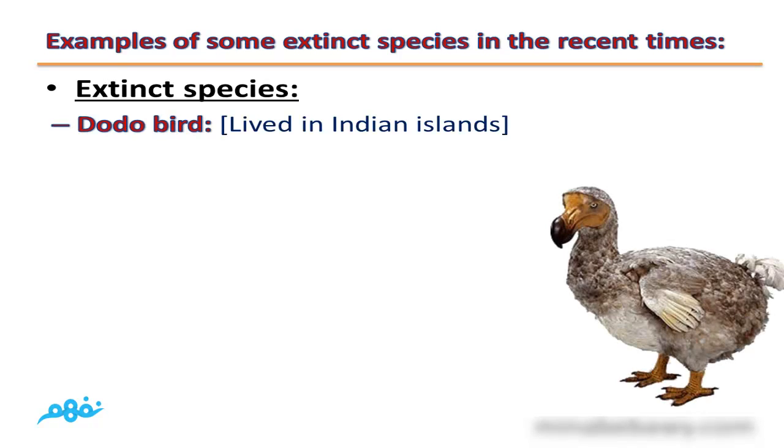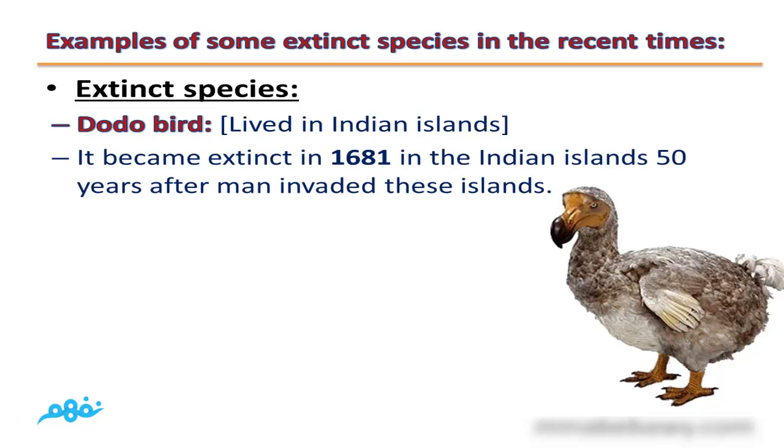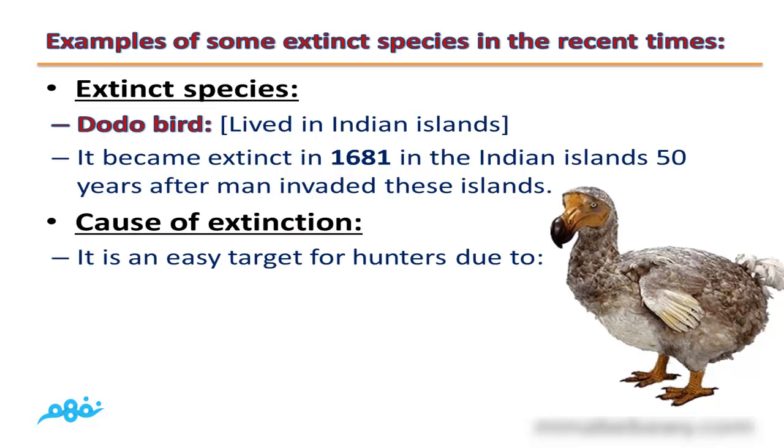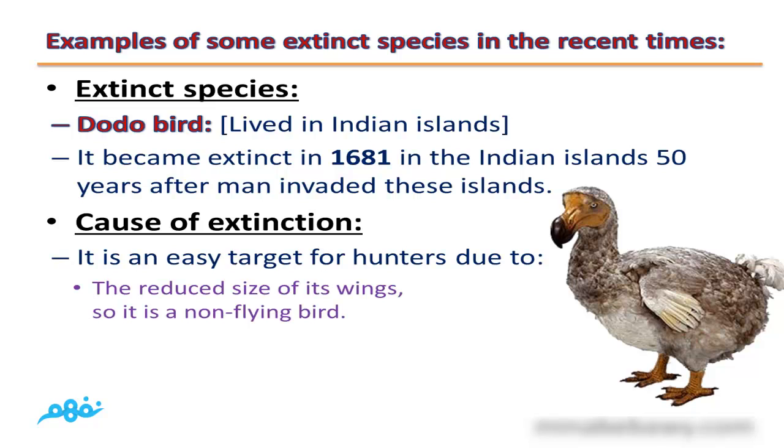Extinct species: the dodo bird, which lived in the Indian islands. It became extinct in 1681, 50 years after man invaded these islands. Causes of extinction. It was an easy target for hunters due to, number one, the reduced size of its wings, so it is a non-flying bird, and number two, its short legs, so it can't run fast.